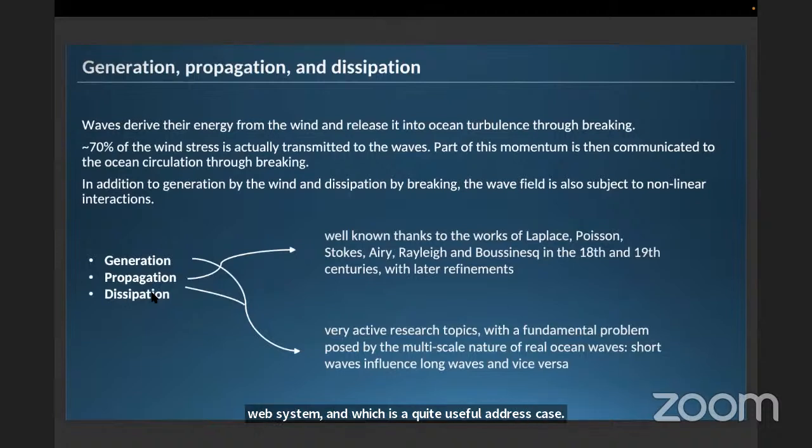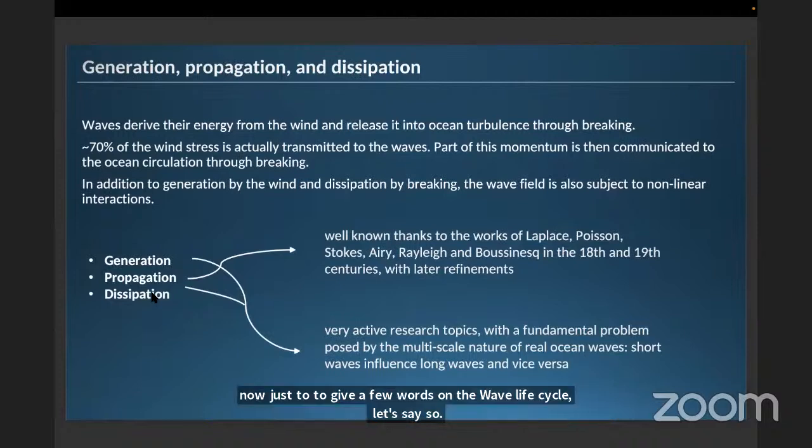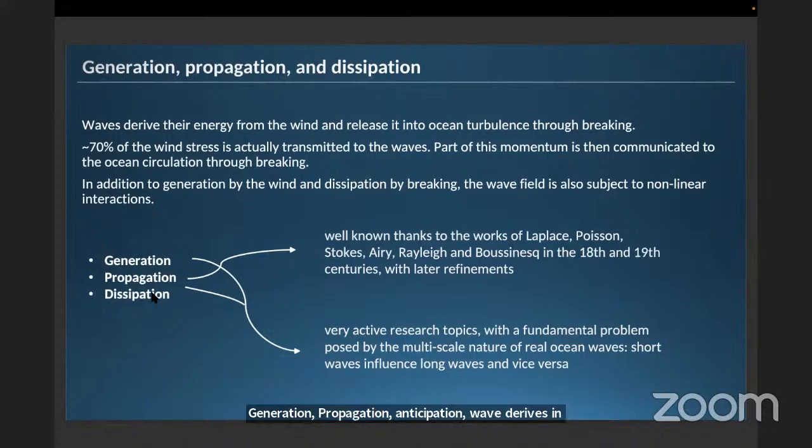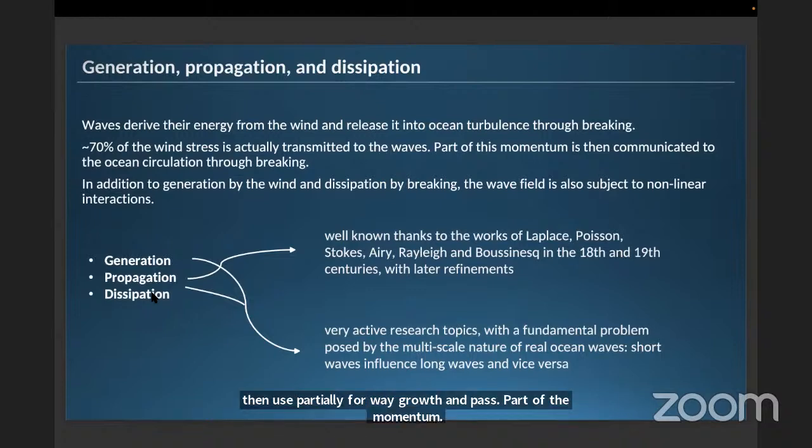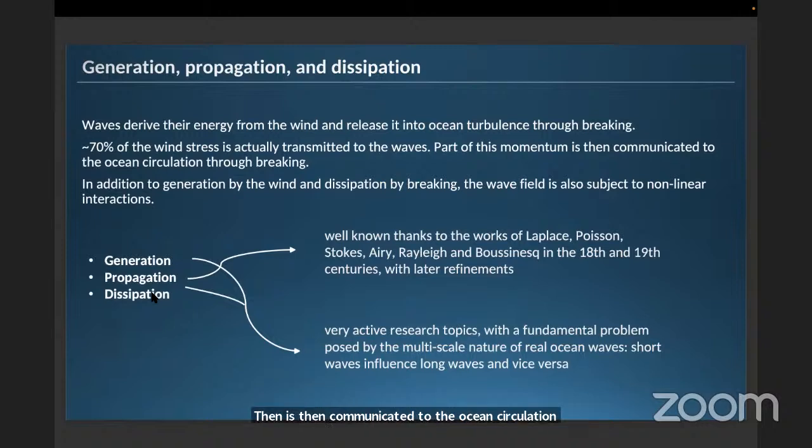Now just to give a few words on the wave life cycle, let's say: generation, propagation, and dissipation. Waves derive their energy from the wind, and they release this energy into the ocean through turbulence and breaking, for example. About 70% of the wind stress is directly transmitted to the waves and then used partially for wave growth. And part of the momentum is then communicated to the ocean circulation through breaking. In addition to this generation by the wind and the dissipation, we also have nonlinear interactions that can occur between different wave systems.